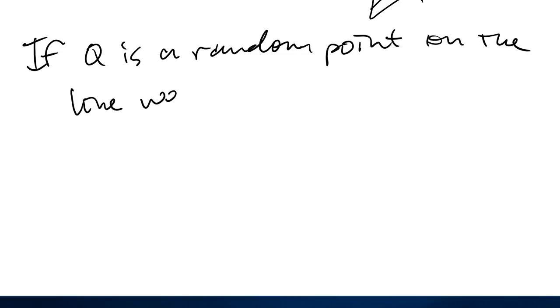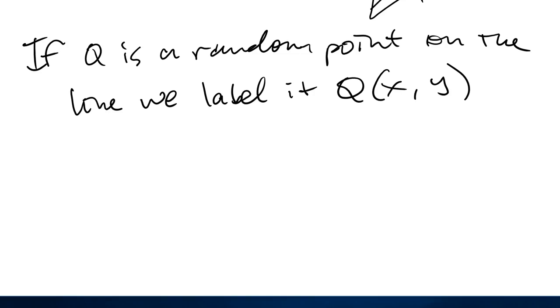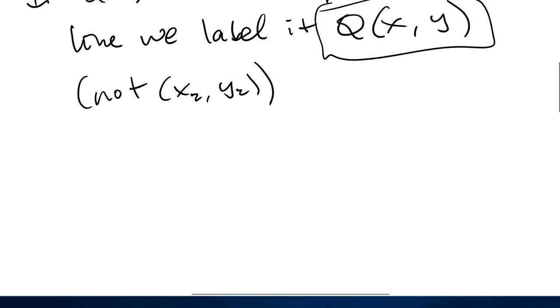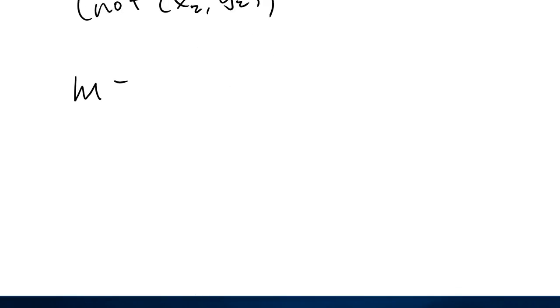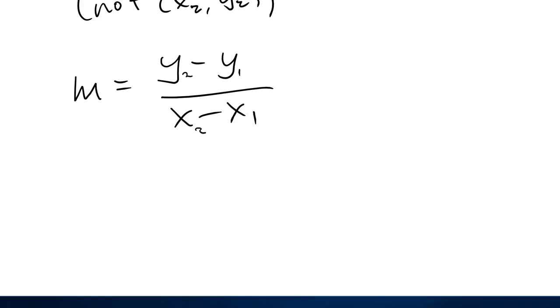We label it differently. We label it x, y, okay, so not x2, y2, or with subscripts, it's just x, y. So what's the slope formula? The slope formula is still the same. It's going to be now y minus y1 over x minus x1. Before this was y2 and this was x2. We're talking about a random point on the line.